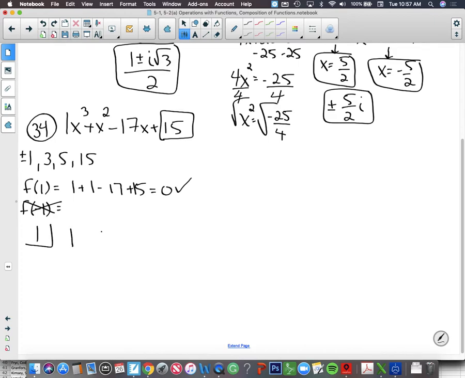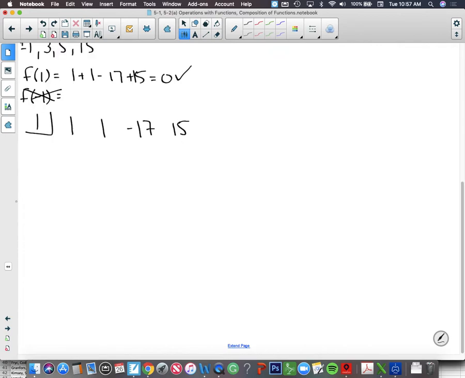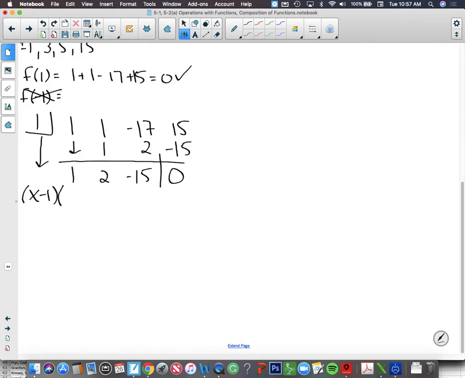Then we got a 1, a 1, a negative 17, and a 15. So my first number drops, multiply it by the number in the box, add, multiply it by the number in the box, add, and multiply it by that number in the box one more time, and add, and we get a 0. So relisting these as factors, we had an x minus 1 from that, and then x squared plus 2x minus 15 from the other chunk.